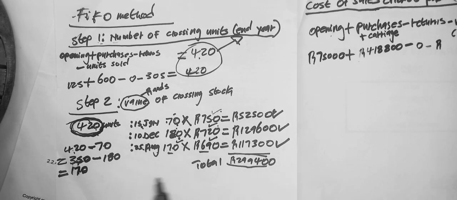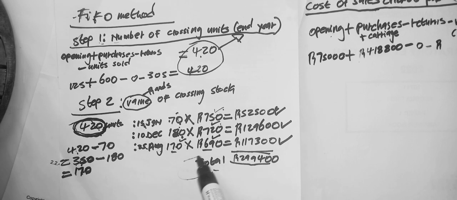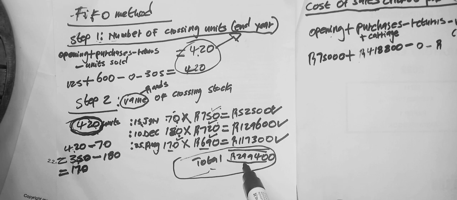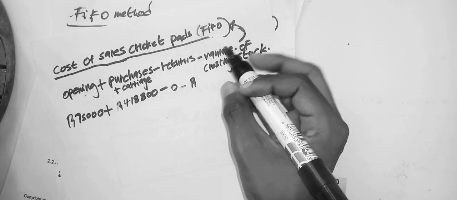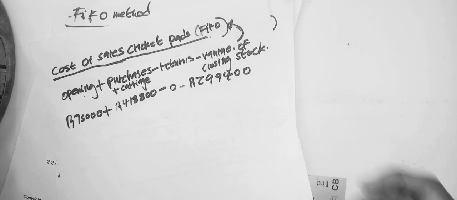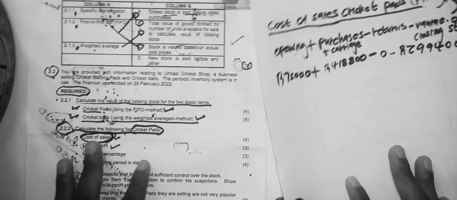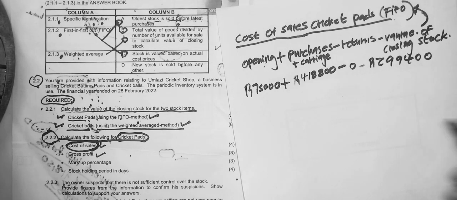So then the total value for our closing stock, we got how much? Using the FIFO method, we got an amount of 299,400. No matter how wrong or how right it is, you take that amount, that is your value of closing stock, 299,400. Then you minus it here. The value of closing stock that we got using FIFO is 299,400. Guys, the main important thing is following the principle.